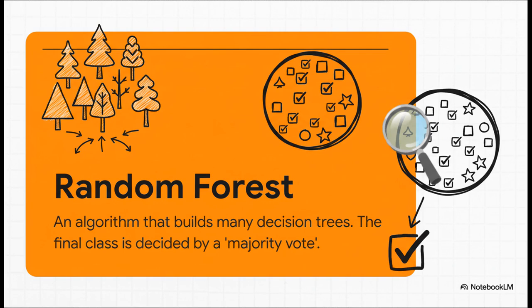And this is the absolutely brilliant idea behind what's called a random forest. Instead of trusting just one detective, you build a whole forest of them. You create hundreds of slightly different decision trees by showing each one just a random piece of the evidence. Then, to get your final answer, you just let them all vote. It's basically the wisdom of the crowd for algorithms. And this ensemble method is almost always way more accurate than any single tree could be on its own.